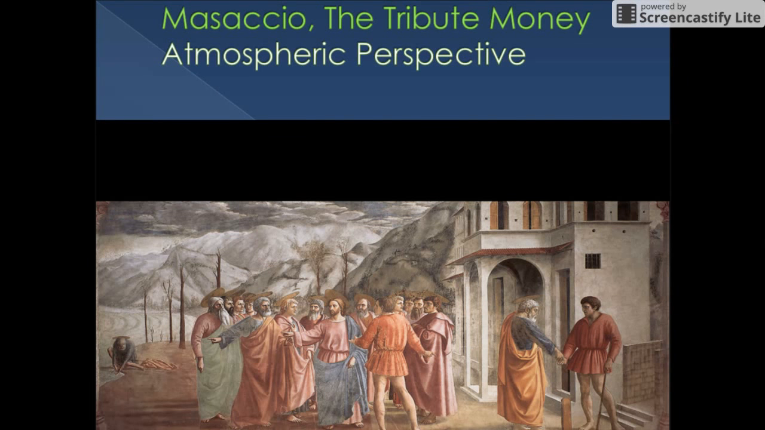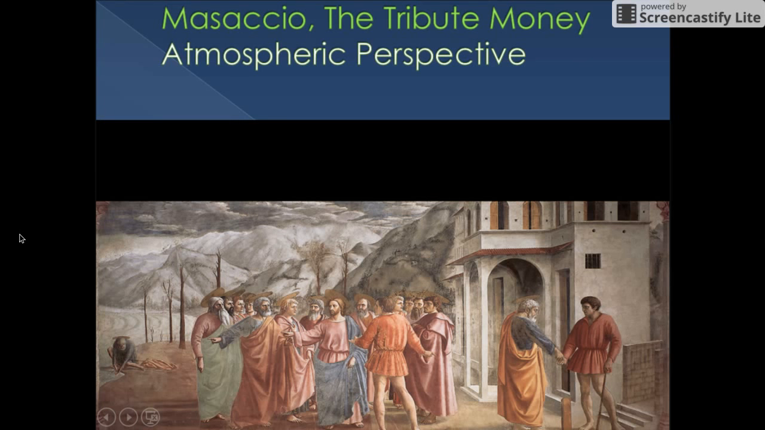Now, we did not talk about atmospheric perspective, and that's what you see in Masaccio's piece of the tribute money. Atmospheric perspective, you'll notice there's no linear perspective here. There's no lines. There's no depth in that way. But what it does is usually it's almost like slices of space, background, middle ground, foreground, right? Front, fore, middle, back. And what they'll do with the background is they'll blur the background.